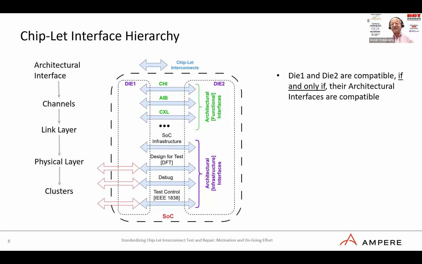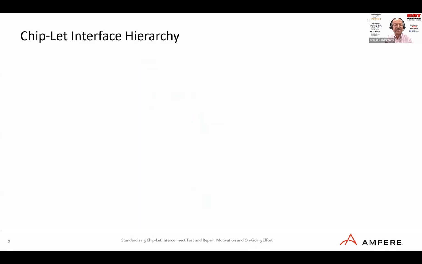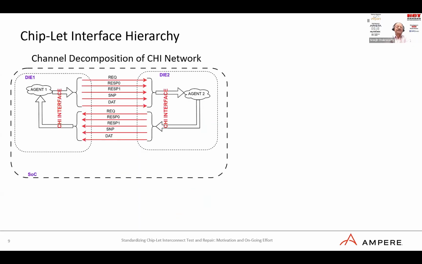Obviously, die 1 and die 2 will be compatible if their architectural interfaces are compatible, right? Otherwise we cannot put them together. Now let's look at the next level. I'm just giving you an example, but this is true of pretty much any architectural interface.